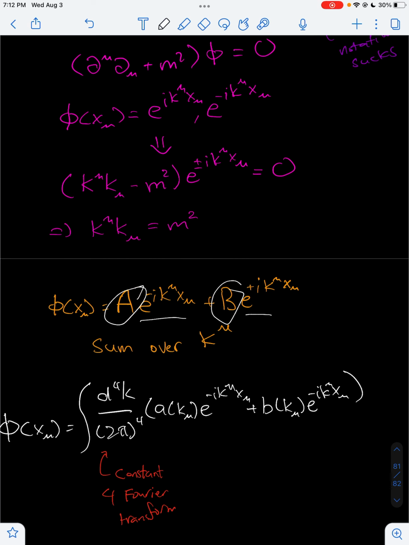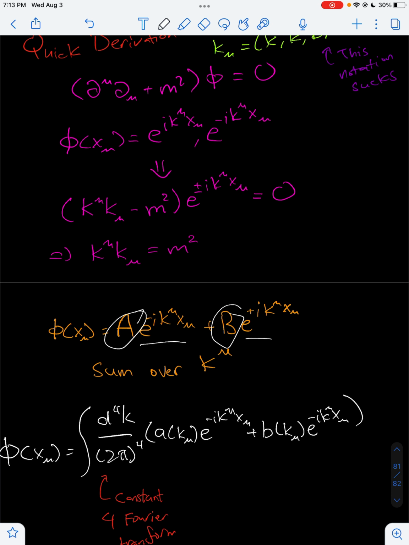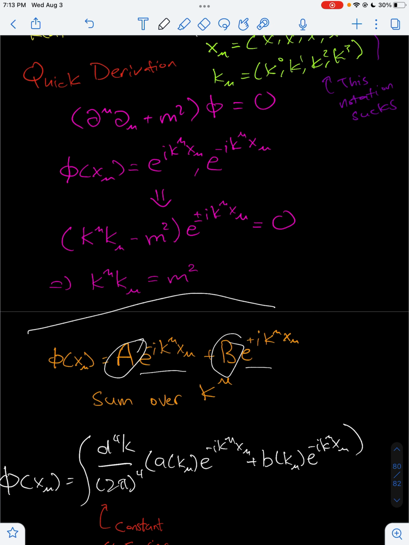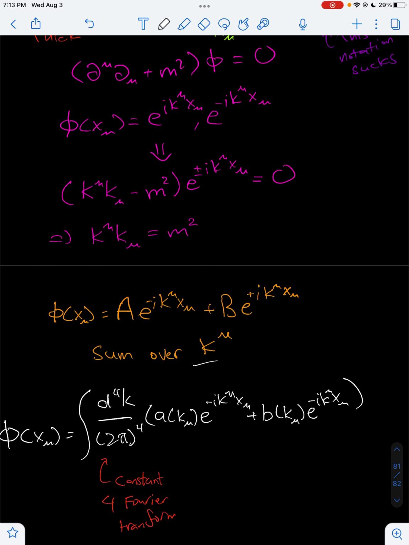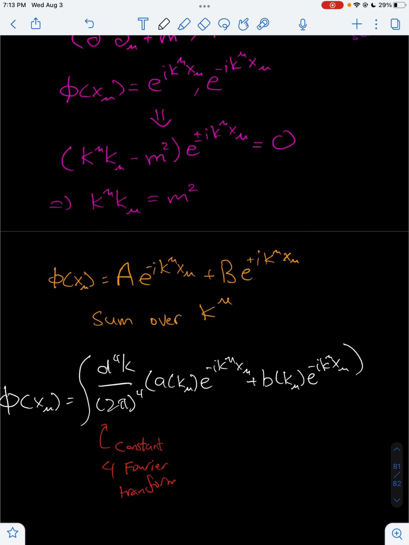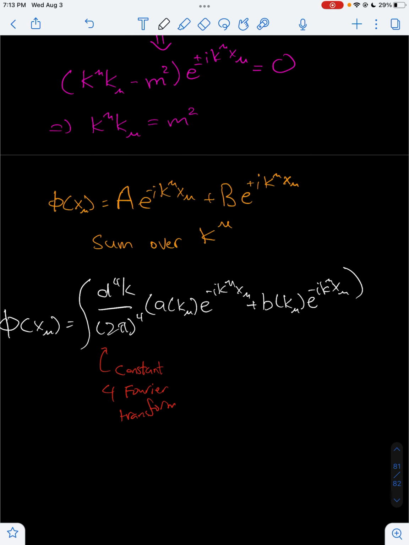And we can do this since the Klein-Gordon equation is a linear differential equation. So you can just check this yourself. This will also be a solution. And then we can just sum over the momenta k mu, and that turns the sum into an integral since the momenta is continuous, and we arrive at this equation over here. And that's what we arrived at in the last video, in the second video of this whole series.